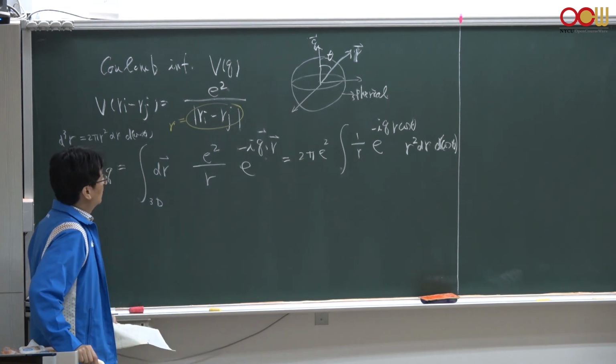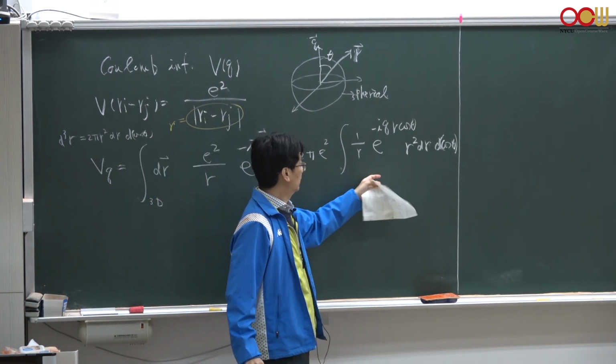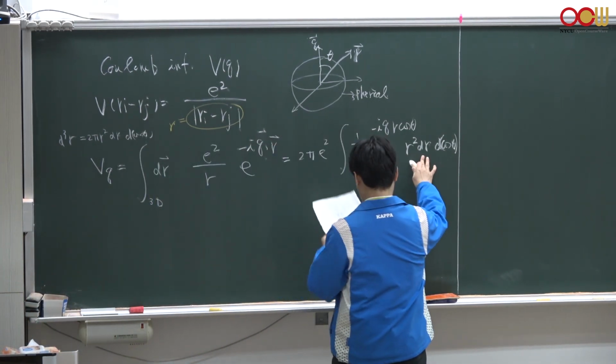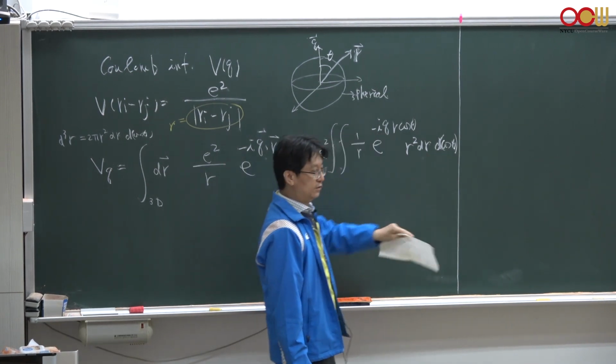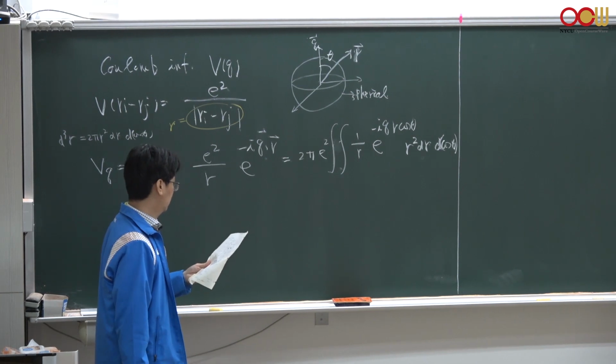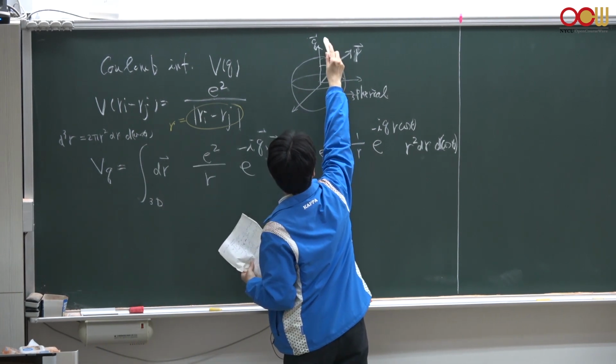So in the spherical coordinates, it can be simplified as that integration over the r and also the theta. And the cosine theta runs from -1 to 1, which goes from 0 to pi.